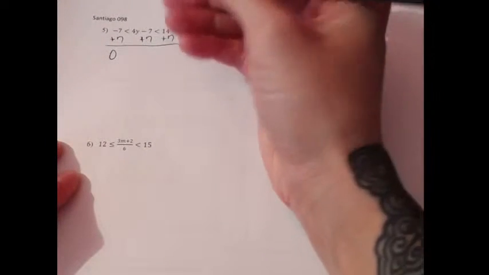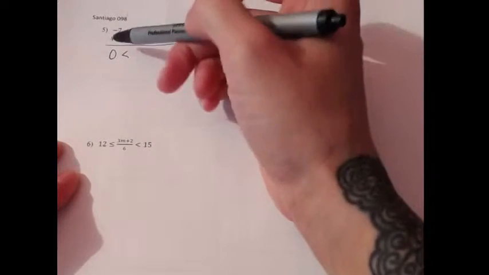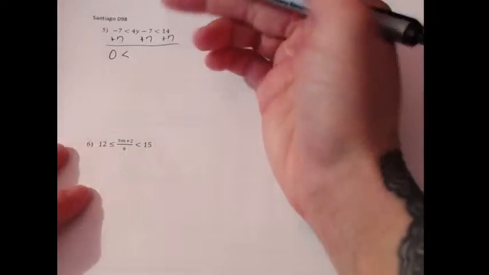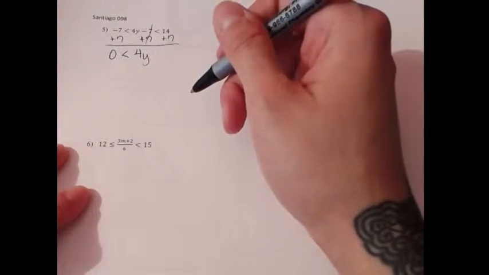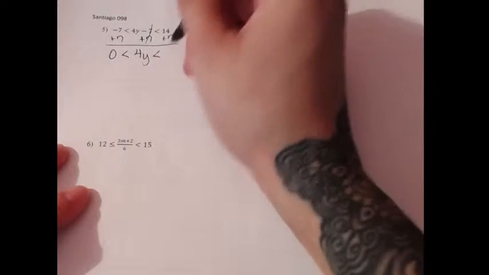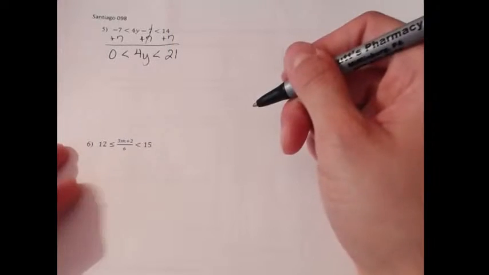We actually need to include, oh, very cool, Hannah. We definitely need to include the 0 here because it's a placeholder, right? Imagine if we just left that blank. That would be really weird. So bring down your 4y. These two are opposite, so they cancel. Less than, and then 14 plus 7 is 21.